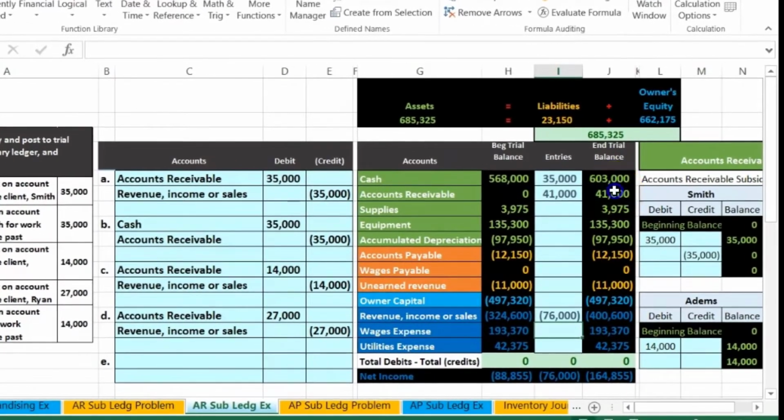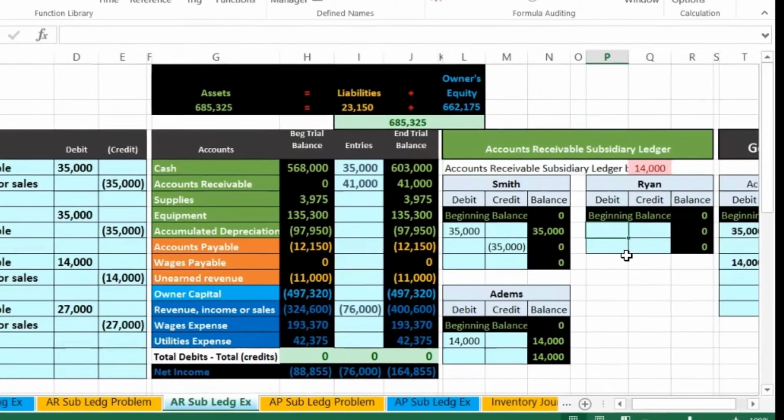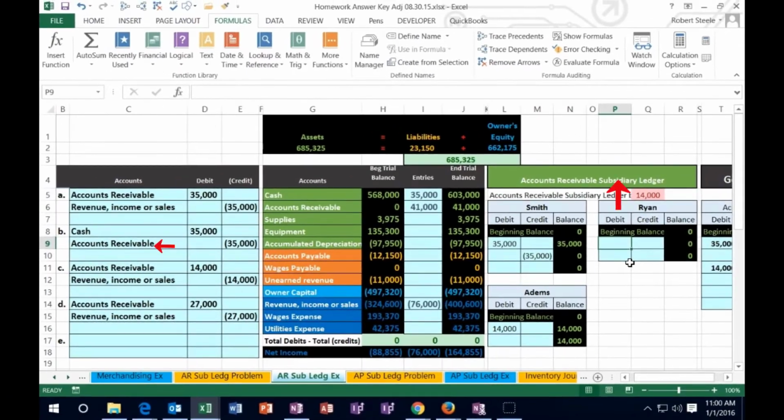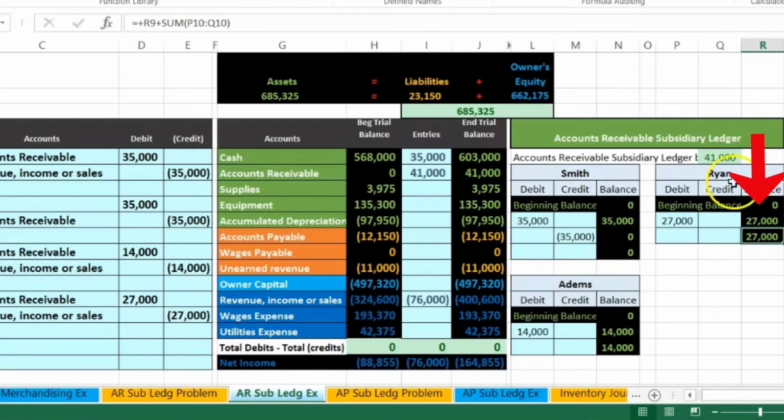We're going to post this out once again to our subsidiary ledger. We can see our question. How much do people owe us? 41,000. Well, who owes us 41,000? Well, then we're going to go to our subsidiary ledger over here and say, well, Adam owes us, and then we have Ryan, who we need to record over here in P9. So P9, we're going to say equals that same 27,000 needs to be recorded there. And now we have the 27 by Ryan, and the total adds up to, of course, the 41, which is on the trial balance.